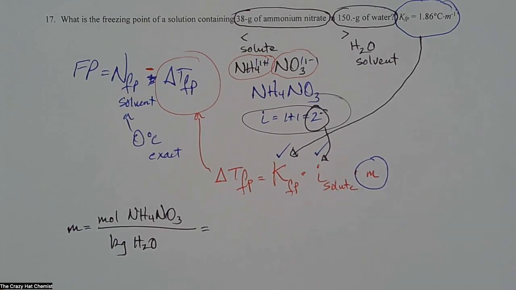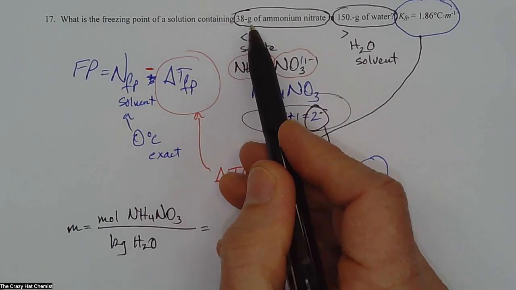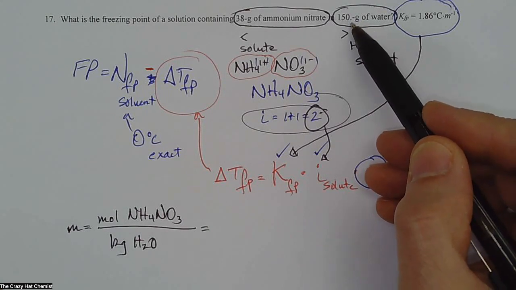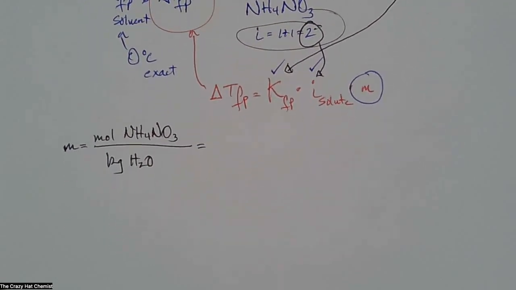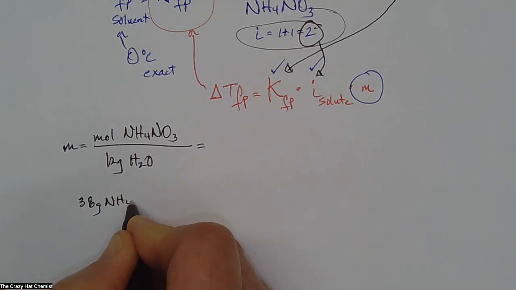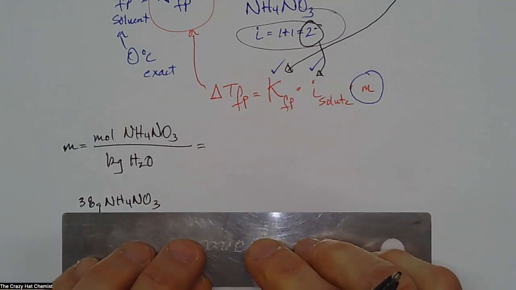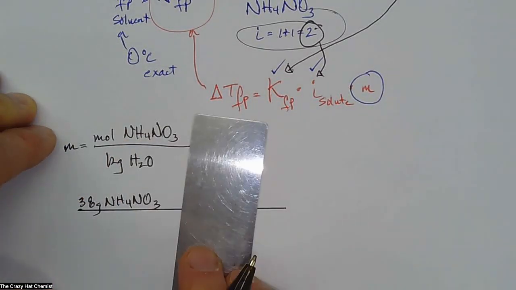The first thing we're going to do is solve for the moles of the solute. I'm going to slide this on up. You should see that we have 38 grams of solute. Then we're going to solve for the kilograms of solvent. That's 150 with a decimal grams of water. I'm going to slide this up here a little bit so that we have more space to solve for the molality. And so we have 38 grams of ammonium nitrate, and let's solve for the moles of ammonium nitrate. Here we go.